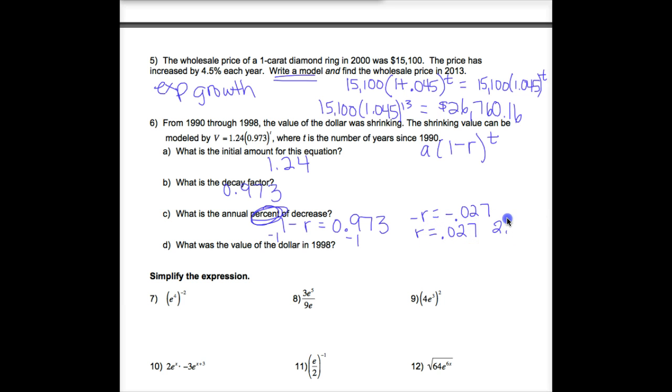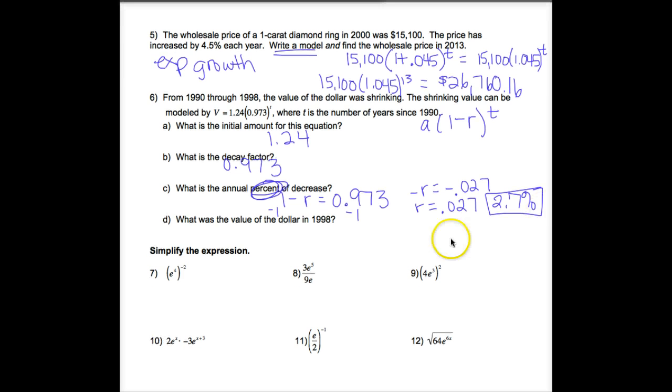So 2.7% is the amount, the percentage it was decreasing by each year. So then finally, what was the value of the dollar in 1998? Now it's asking me to plug in 8 for t. So 1.24 times 0.973 to the 8th power.